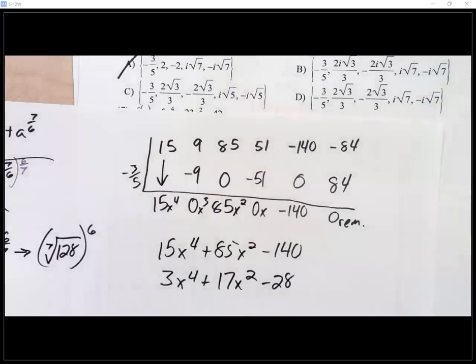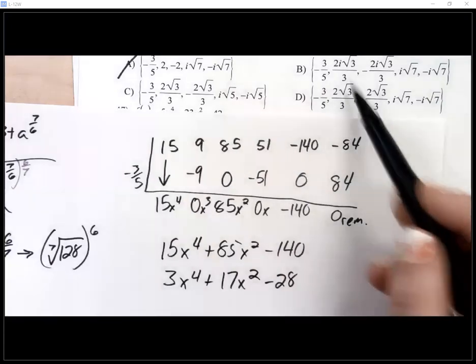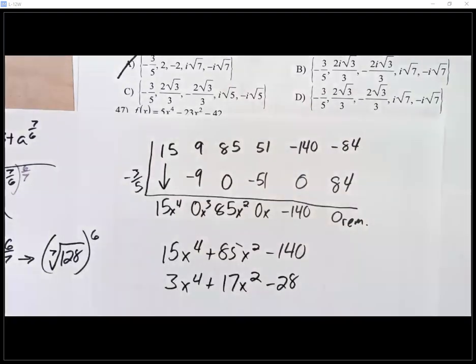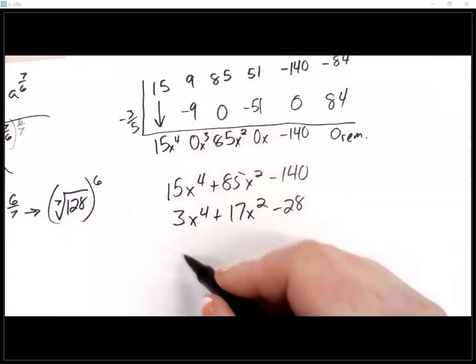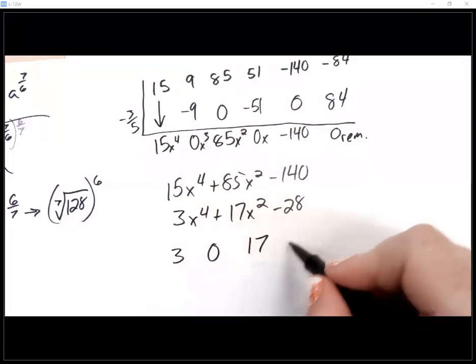So now what I honestly might do is try plugging in i root 7. If i root 7 doesn't work, then I know it's C. And if it does, hopefully I'm down to something easy enough that I could figure out between B and D. So I'm going to do synthetic with i root 7. I think that's the route I'm going to take. So 3, don't forget your 0 placeholders: 0, 17, 0, negative 28.